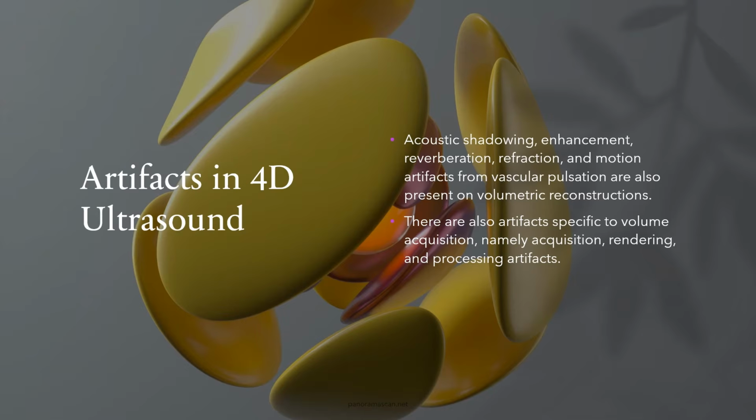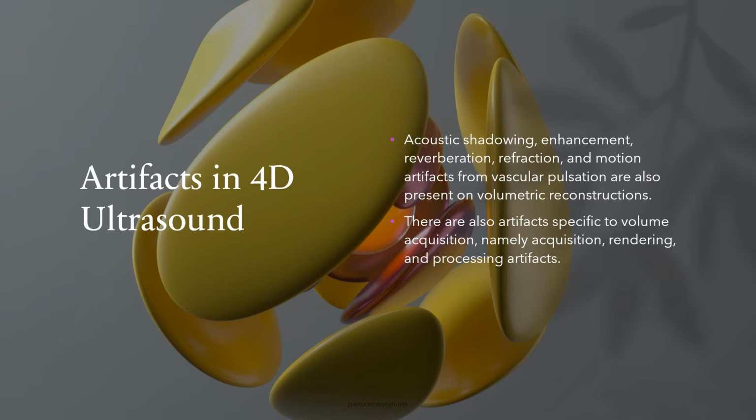Motion artifacts, often caused by fetal movements, vascular pulsation, or even maternal movement, which can distort or blur the image, particularly in vascular imaging. In addition to these common artifacts, there are specific artifacts related to the volume acquisition process. Acquisition artifacts occur during the initial capture of volume data. Poor probe positioning or insufficient coverage of the region of interest can result in incomplete or distorted volumes, affecting the image quality.